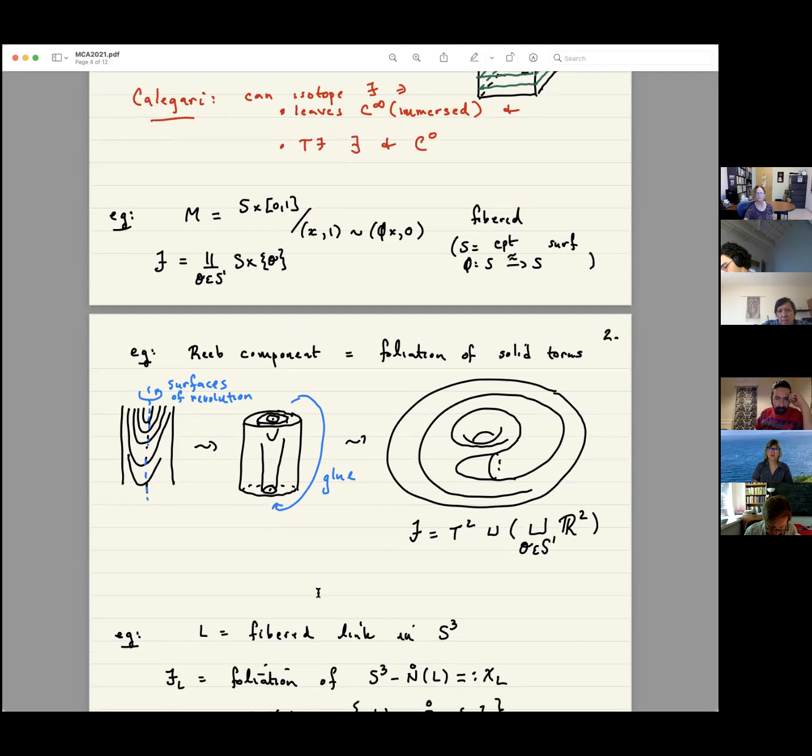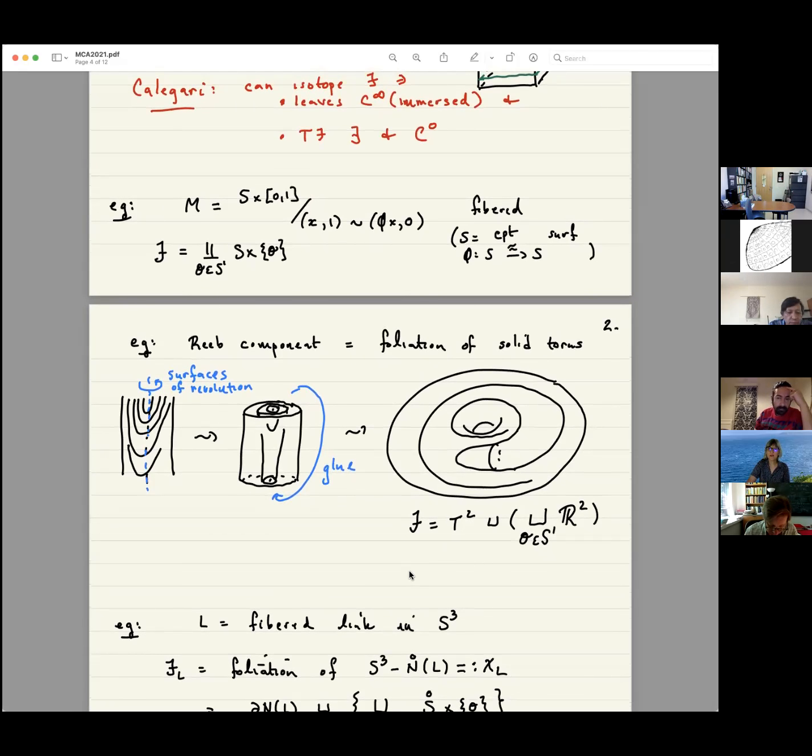There's a foliation of the solid torus that plays an important role. And the foliation is called a Reeb component. And here are my attempts to draw the picture, but it's a foliation of a solid torus where you have a single compact leaf, the torus, and then you have a disjoint union of copies of R2, where the R2s, as you move out to infinity in an R2 leaf, you're spiraling around that torus leaf. So each R2 leaf, if you take its closure, you're going to see that compact leaf T2.